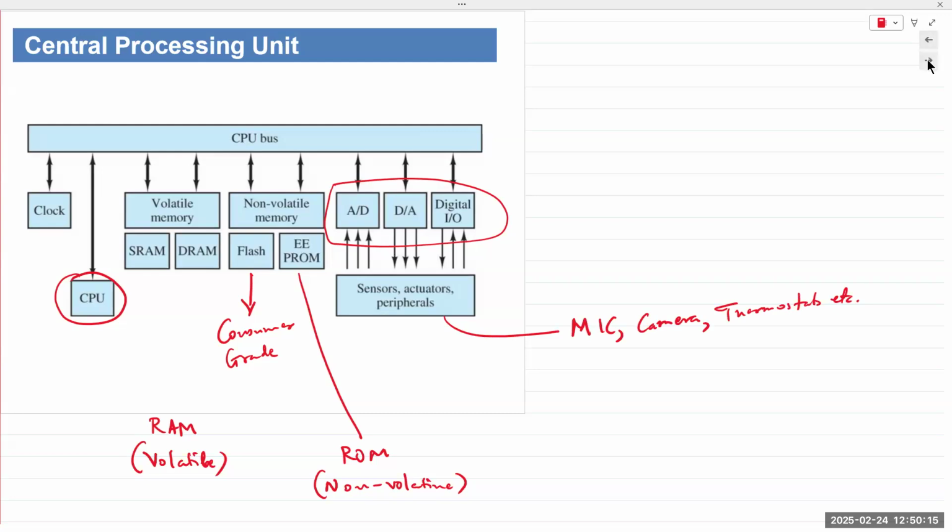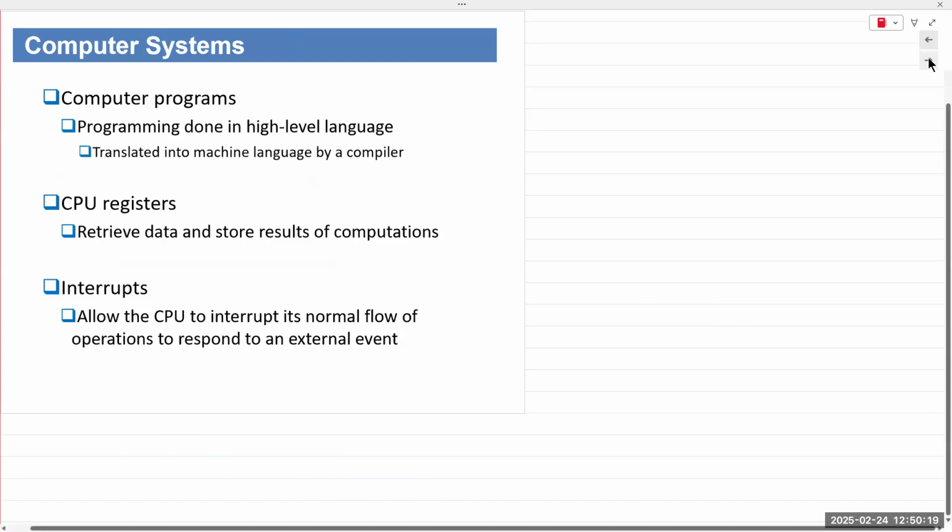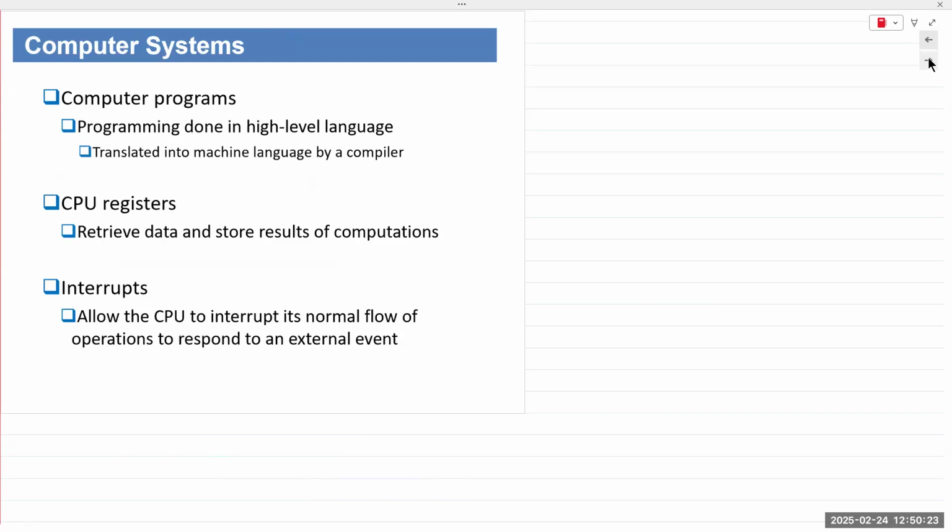So computer systems are hardware which requires some software for it to function. We need to be able to tell the computer system what it needs to do. So we have computer programs. Computer programs are basically programs written by humans in a language. But the computers do not understand this language. So there are multiple levels of programming languages.